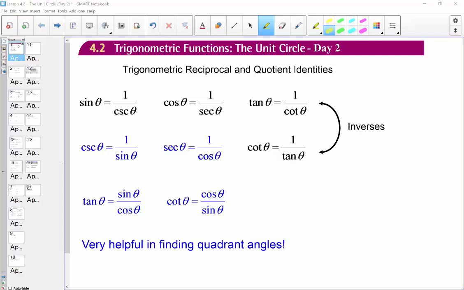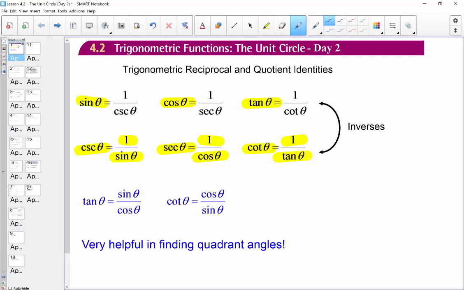Previously, we learned that the cosecant of theta is the inverse of the sine of theta. And if that's true, then the cosecant of theta equals 1 over the sine of theta. Similarly, the secant of theta, which is the inverse of the cosine of theta, is equal to 1 over the cosine of theta. And the cotangent of theta, which is the inverse of the tangent of theta, is equal to 1 over the tangent of theta.